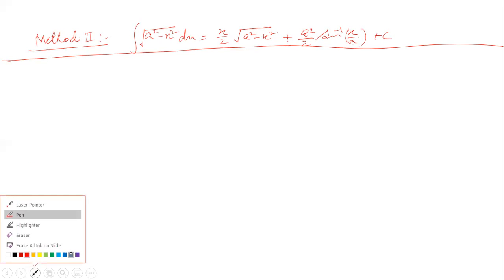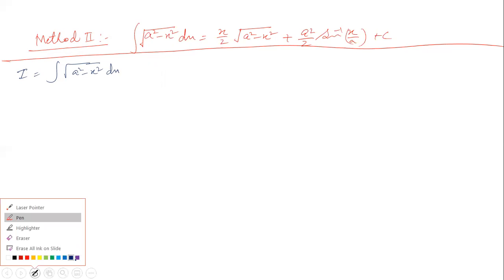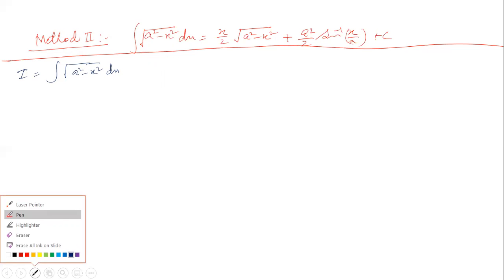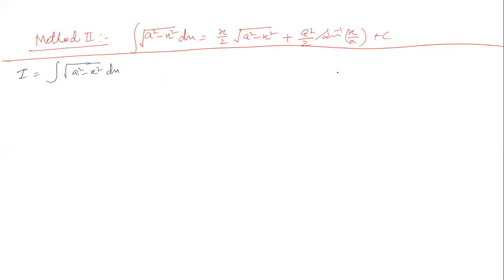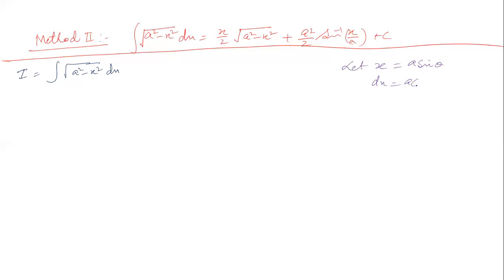So how to? Let I equal the integration of square root of a square minus x square dx, and substituting, let x equal a sine theta. So dx would be a cos theta d theta.